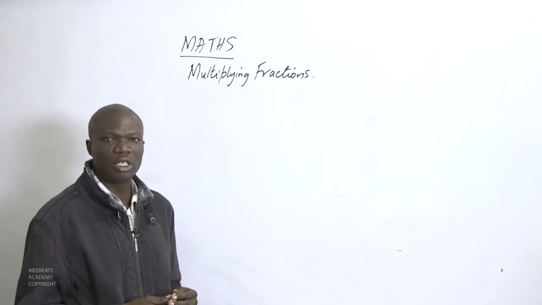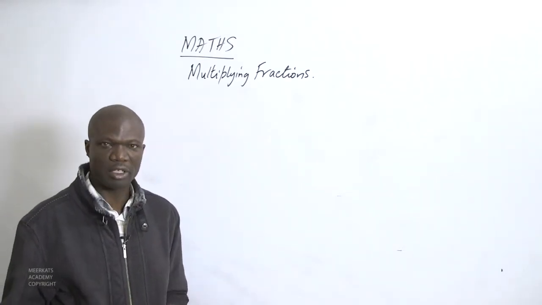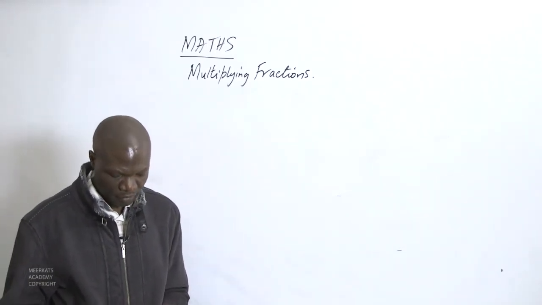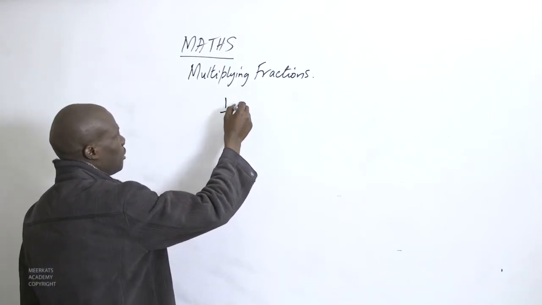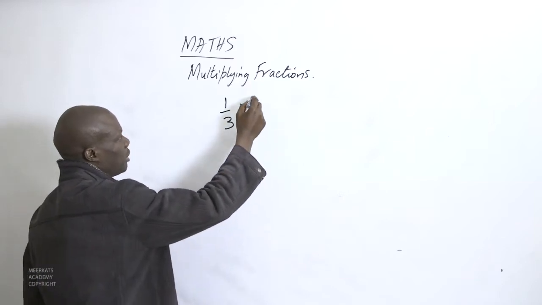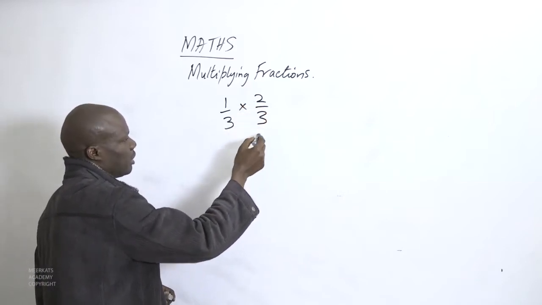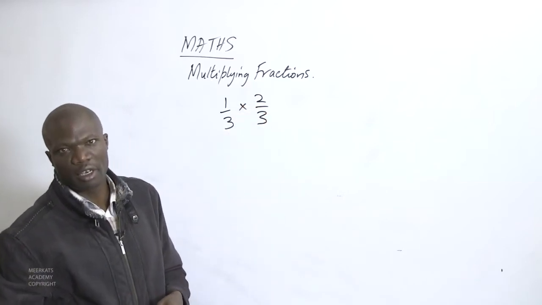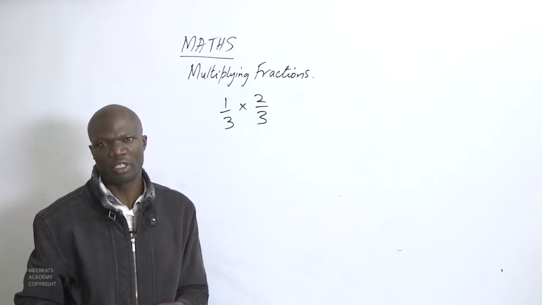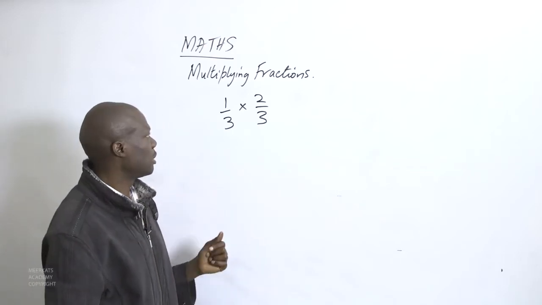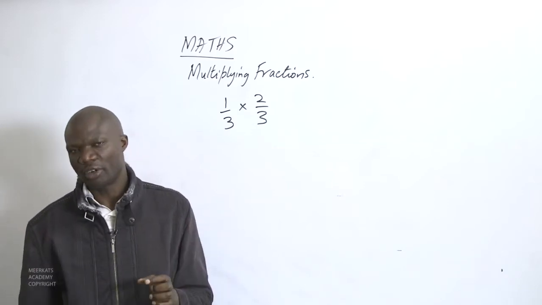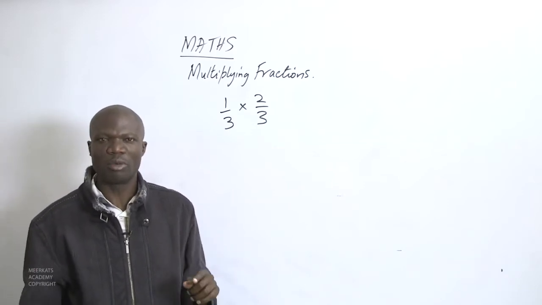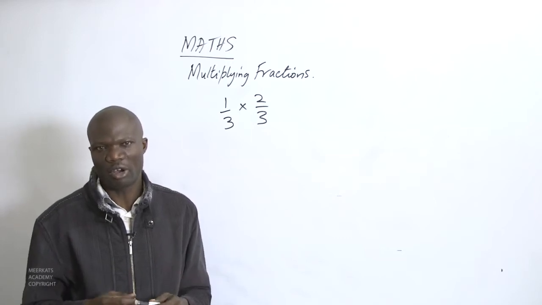Now, what do we understand when we look at multiplication of fractions? That is, for example, where we have a third multiplied by 2 over 3. How do we approach such? Now, as we said earlier on, a fraction is simply part of a whole.